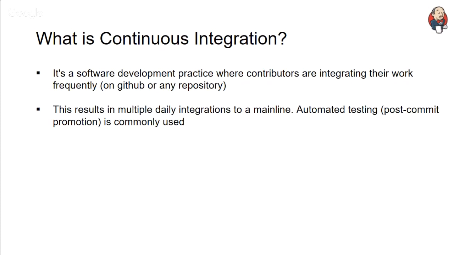Next, this results in multiple daily integrations to your mainline. You have a mainline in a Git repository. You create a branch, do all your development in that branch, and once all your work is over, you commit it to the mainline. Okay, so the whole automation is that.